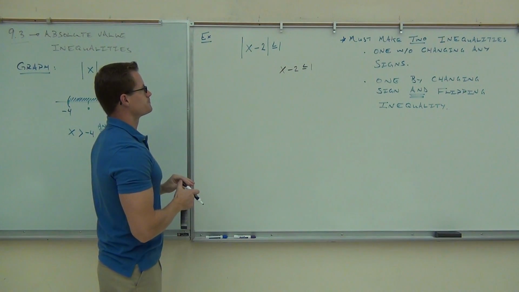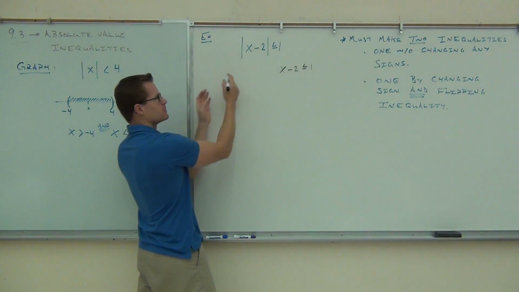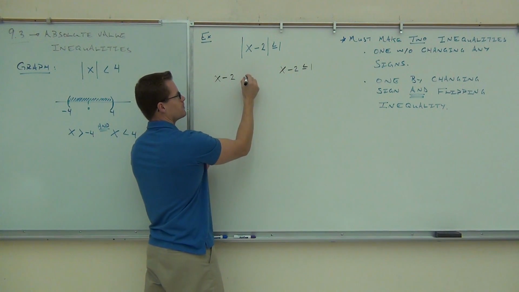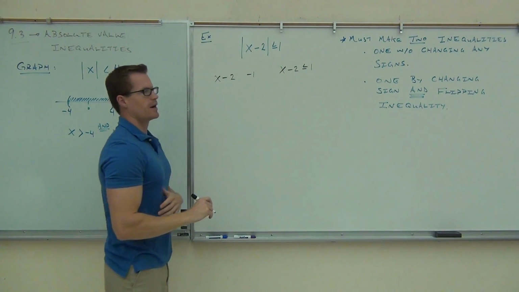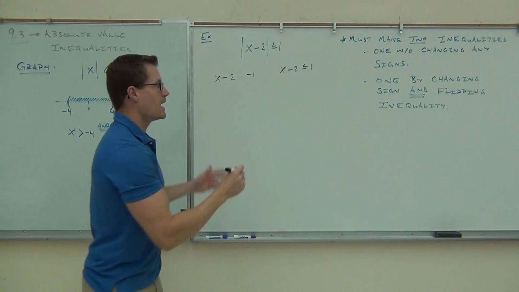Second one. Second one is going to be what now? Do I change x minus 2? No. Do I change the 1? Yes. What's the 1 become? Negative 1. Tell me the symbol I have to put in between there now. Is it less than or equal to or greater than or equal to? Greater than. Good, I have to flip that thing around.